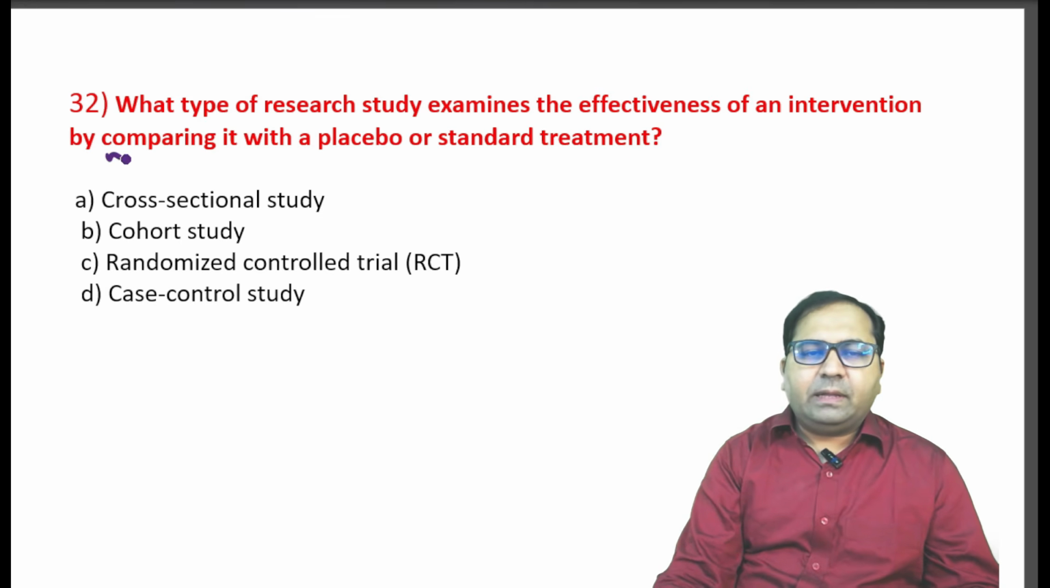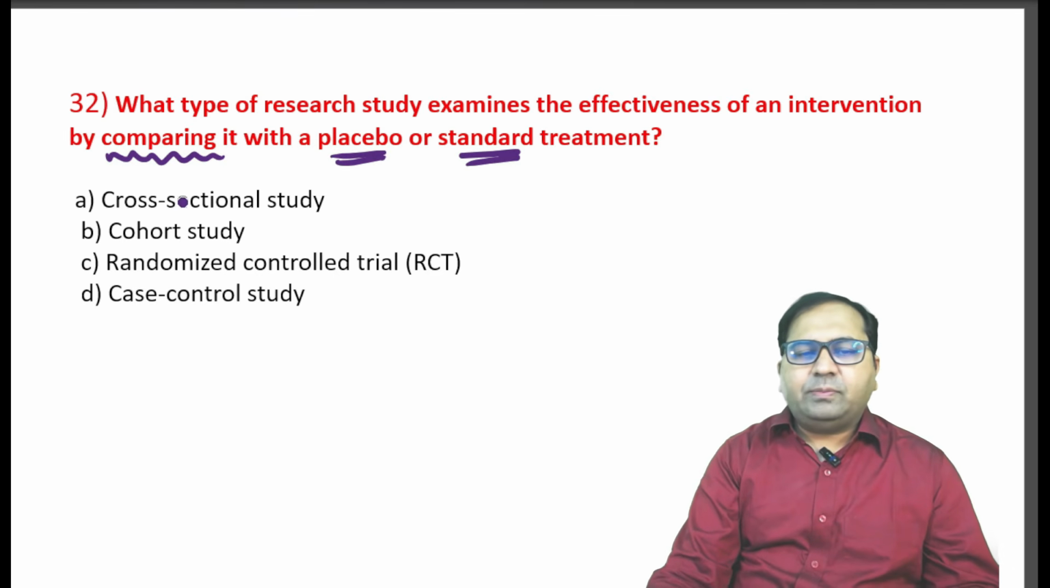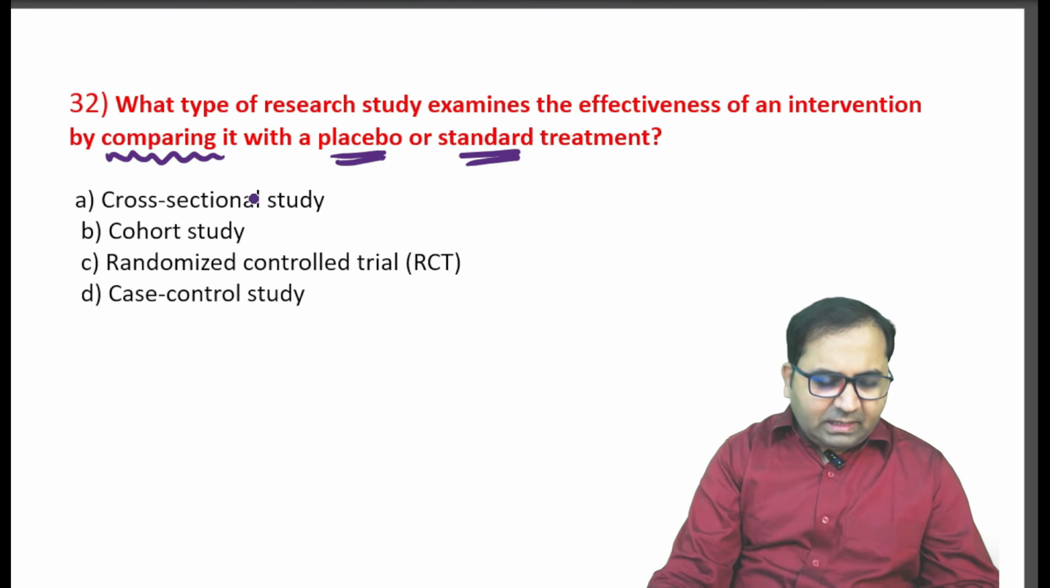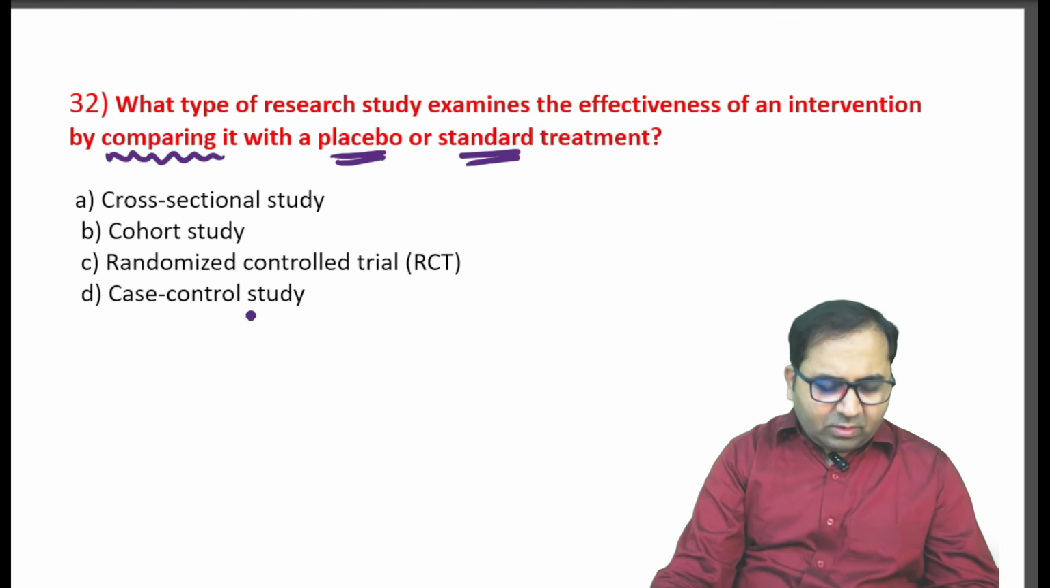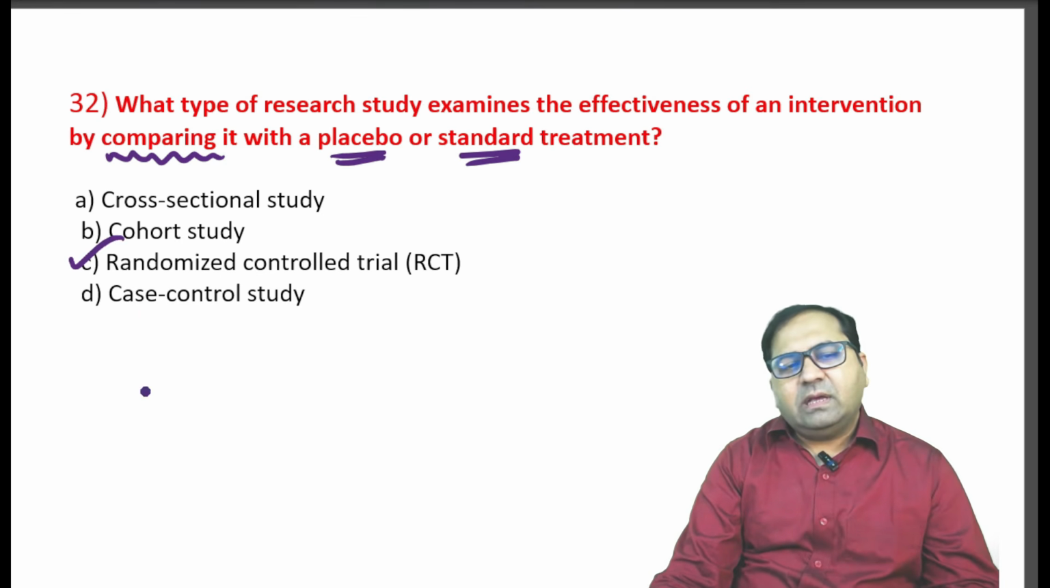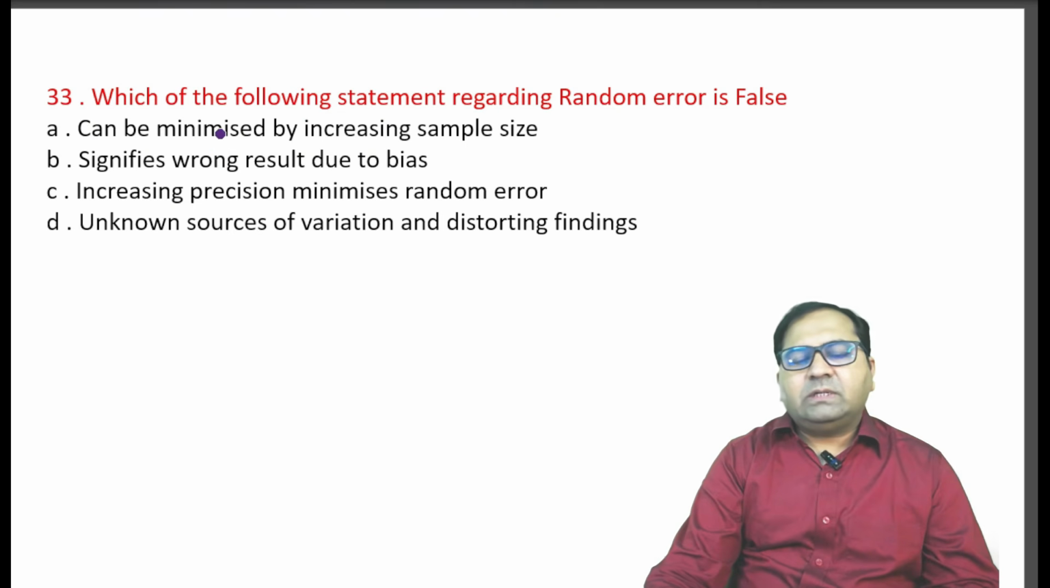When you are comparing with a placebo or a standard treatment, the options are A, cross-sectional study, B, cohort study, C, RCT, that is randomized control trial, or D, case control study. So what is the answer for this question? The answer for this question is C, randomized control trial. Next question.